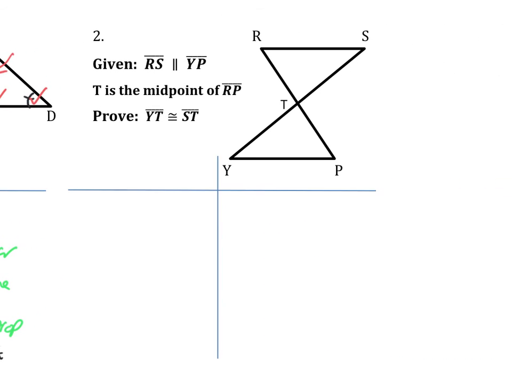All right. So again, we're given a little bit of information. I'm going to put it on the figure here, and then we're going to go from there. So we're given that RS is parallel to YP. So we have some parallel here. That could help us. And T is the midpoint of RP. So this is a midpoint.